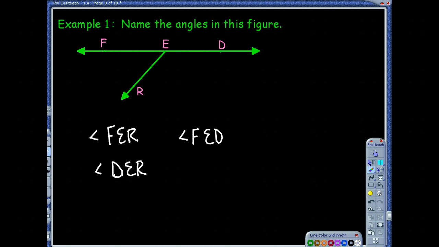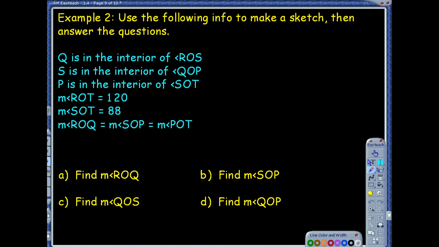Awesome. Now, notice that the way I named them with the 3 points of each of them, mainly because all 3 of these share the same initial point, or vertex, I should say. And so I can't name it by just angle E. Even those straight angles, we still need to name them with all 3. We can't just say it's line FD because then that's not an angle. So still naming those with the 3 points. Good deal. All right, example 2.